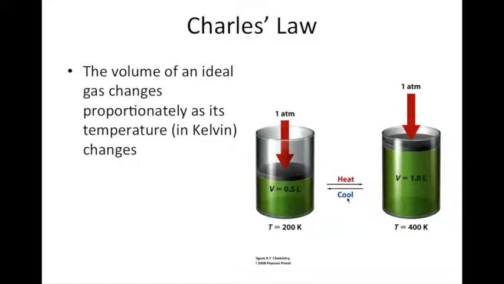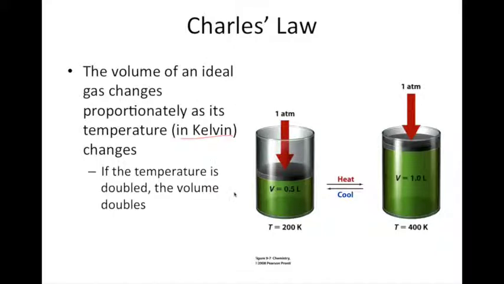So what does Charles's law tell us? Well, it tells us that the volume of an ideal gas changes proportionally as its temperature in Kelvin changes. So if we double the temperature of the gas, as you can see here, the volume would double as well. And the volume would double in order to maintain a constant pressure. This relationship can be shown here. The volume is proportional to the temperature. As one goes up, the other goes up. As one goes down, the other goes down proportionally.